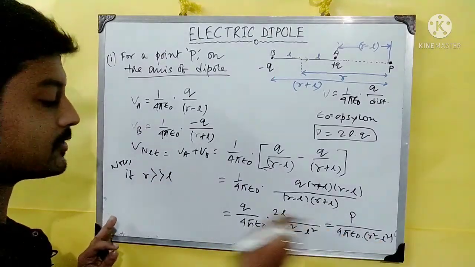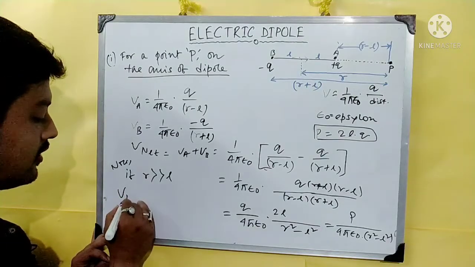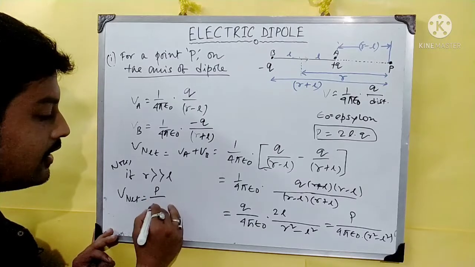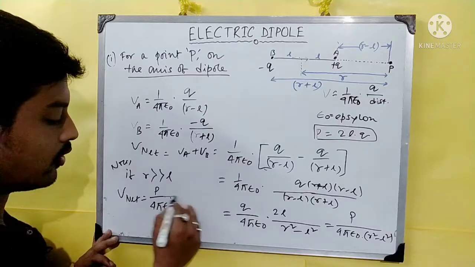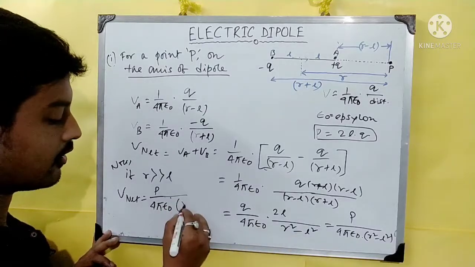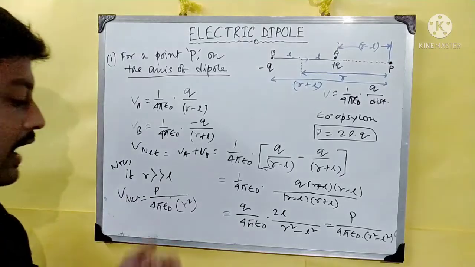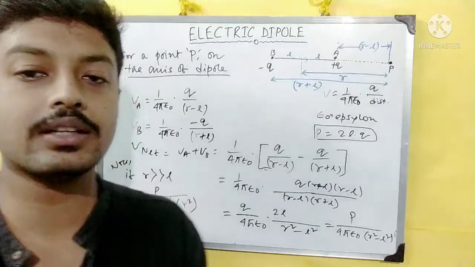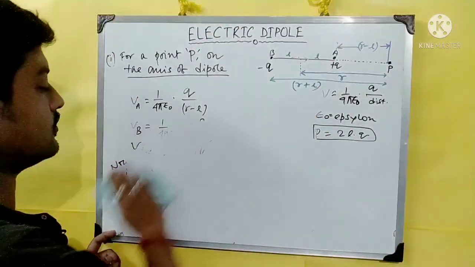So what will be the final expression of this potential? V net will be P by 4 pi epsilon 0 into r square. Okay, this L square will be neglected, only r square will be there. Now we have to calculate the electric field's value for these two charges.